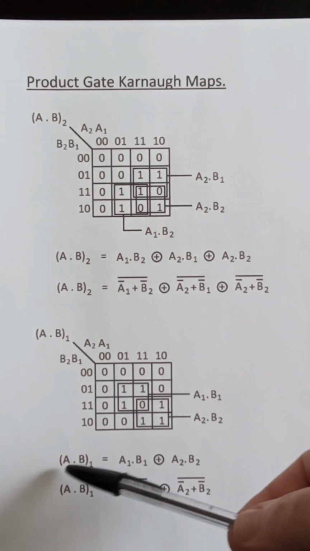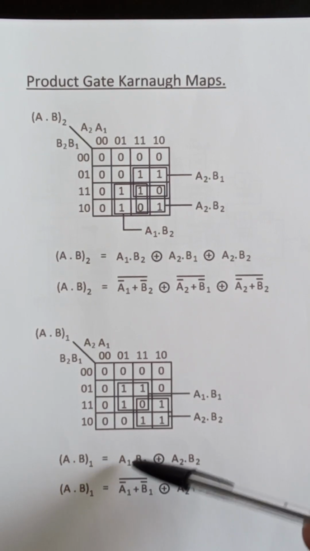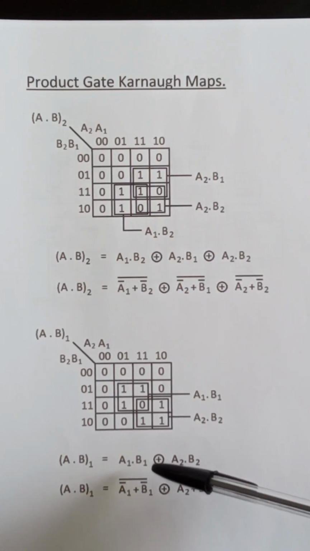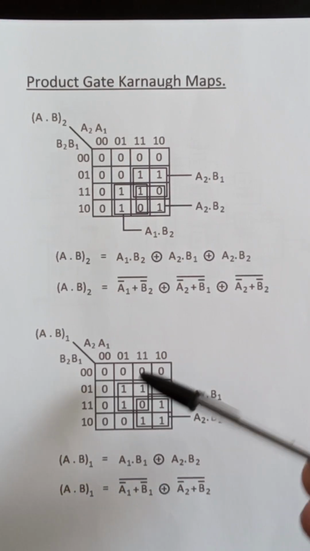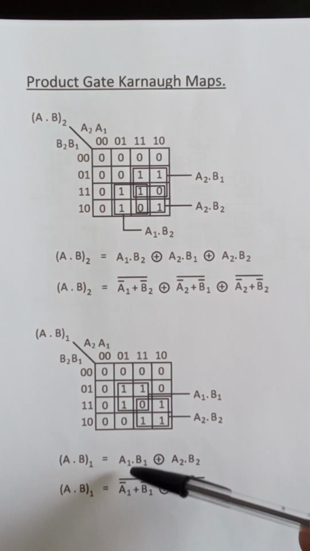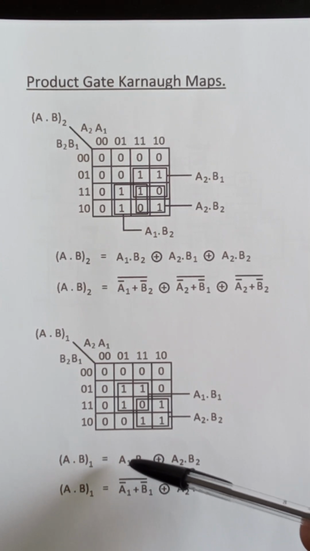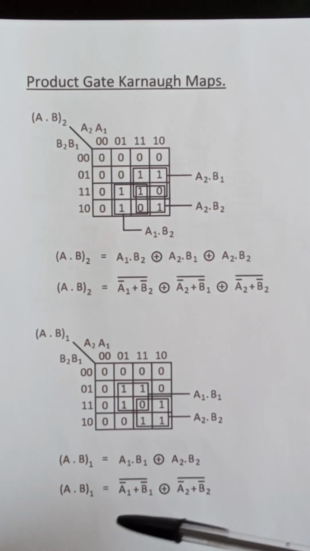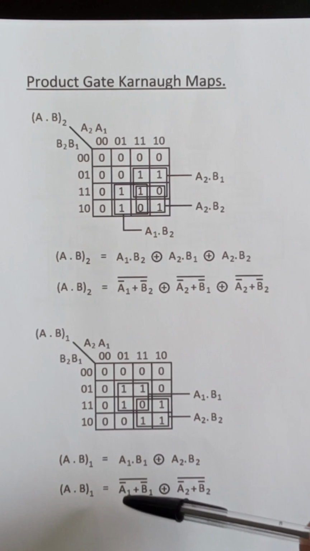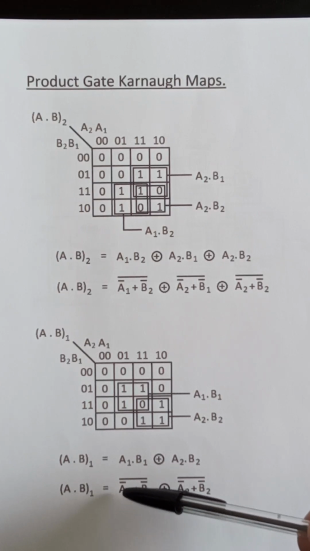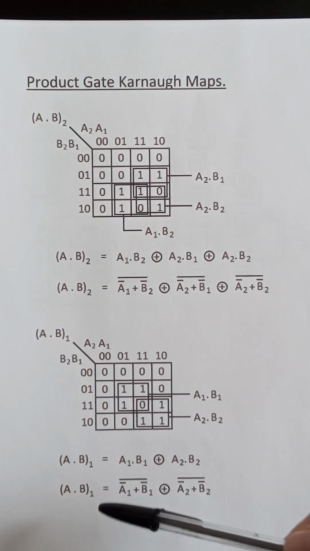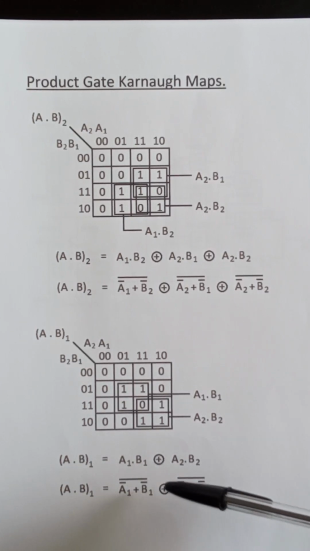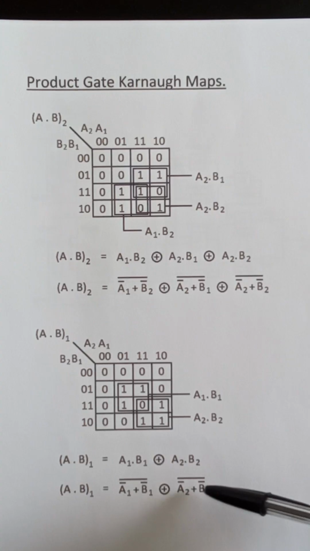So we have A times B1 equals A1 and B1 exclusive OR A2 and B2. I'm using exclusive OR instead of OR. And again, I've used De Morgan's theorem to transform the AND into a NOR. Just as before, it means I can use just 1 Schmitt trigger per input instead of 2. So A times B1 equals not A1, no, not B1, exclusive OR, not A2, no, not B2.